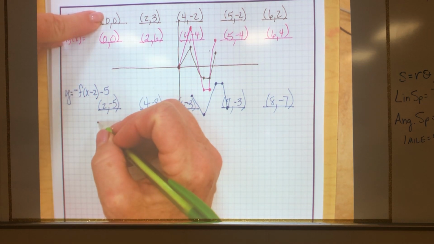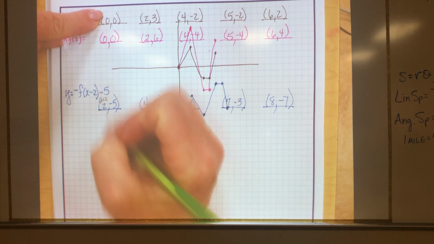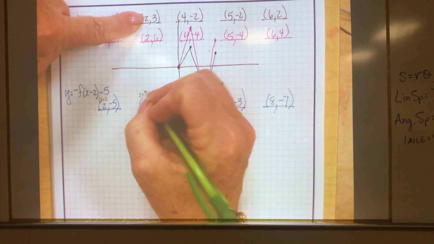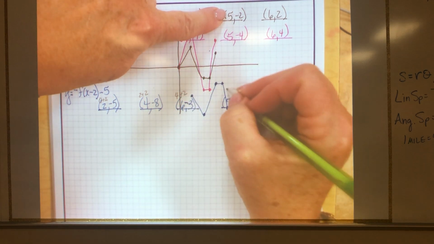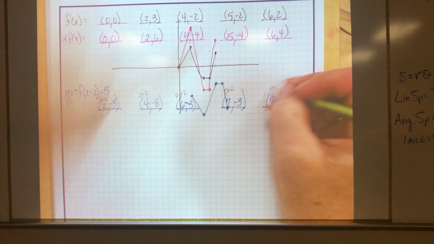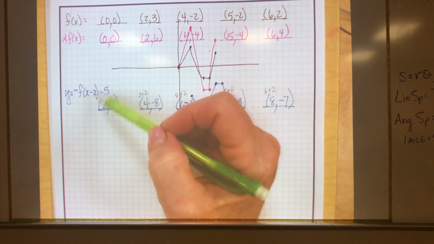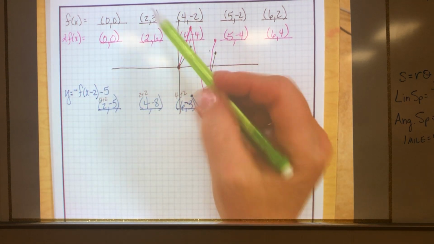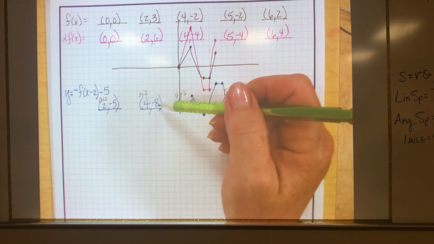Remember, we always go back to the original function. That's the black one. So 0 plus 2, 2 plus 2, 4 plus 2, 5 plus 2, and 6 plus 2. All right. Now you've got to figure out how to get the y's. You need to go down, so you minus 5. All right. 0 minus 5, negative 5. 2 minus 5. 3 minus 5, sorry. Negative 2.